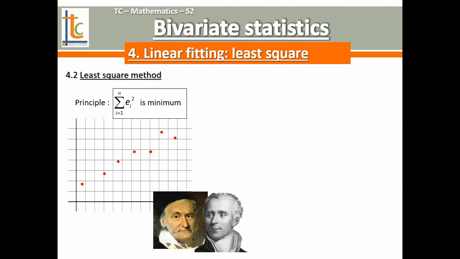Let's imagine now that the principle is that the sum of the squares of the residues is minimum. So it will, of course, draw a line that passes through the cloud and as close as possible to the points. It's one principle among others to think about this kind of situation.